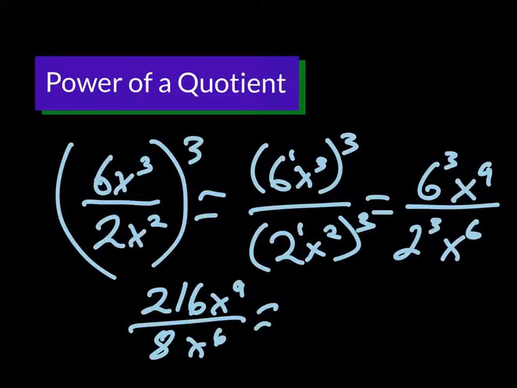So first we will divide or reduce the numbers, and in this case 8 actually goes into 216 evenly 27 times. And then we're going to divide the variables, and since the base is the same, we can do that, and we're going to subtract in order to divide. So x to the ninth minus 6 is how we do that, which leaves us x to the third. So the final result is 27x to the third.